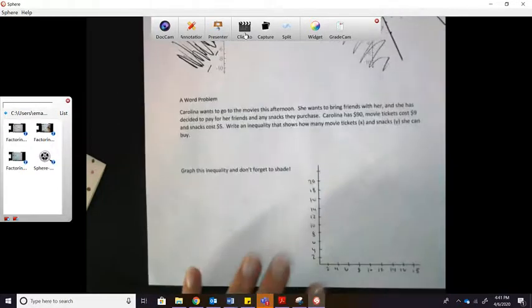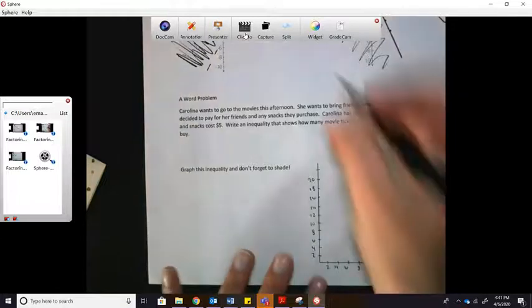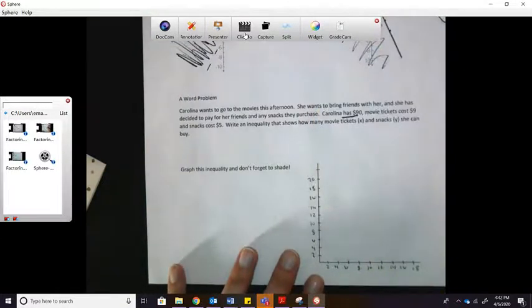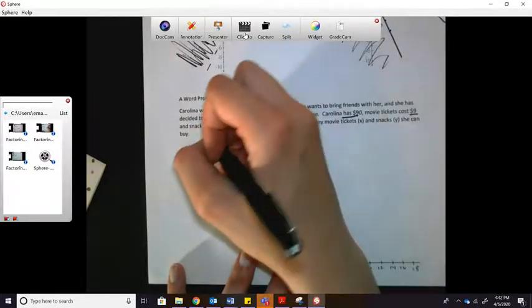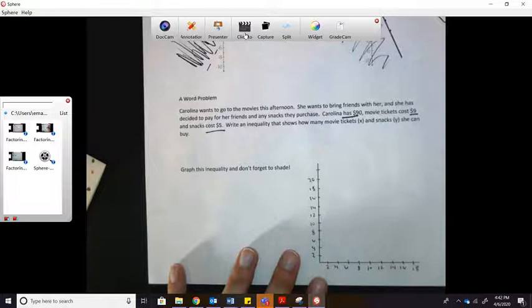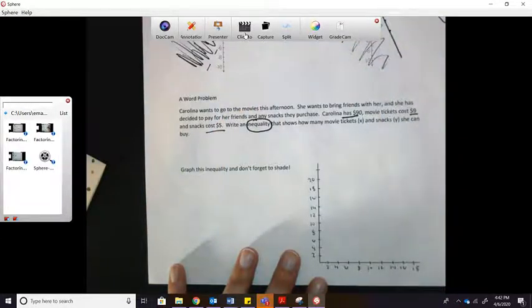So now I've got a word problem for us to think about. So if Carolina wants to go to the movies this afternoon, she wants to bring her friends with her, and she has decided to pay for her friends and any snacks they purchase. Carolina has $90. Okay, just like we used to do, let's underline the numbers. Movie tickets cost $9 and snacks cost $5. It says write an inequality, not an equation, that shows how many movie tickets and snacks she can buy.